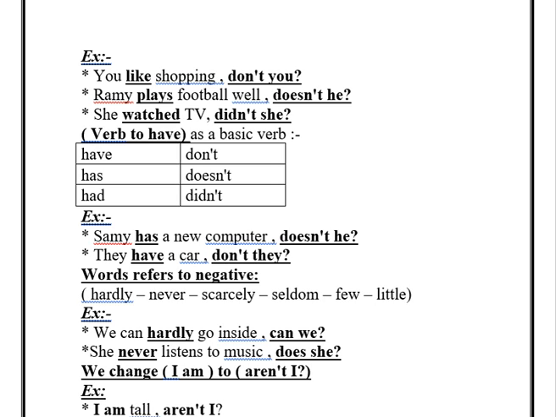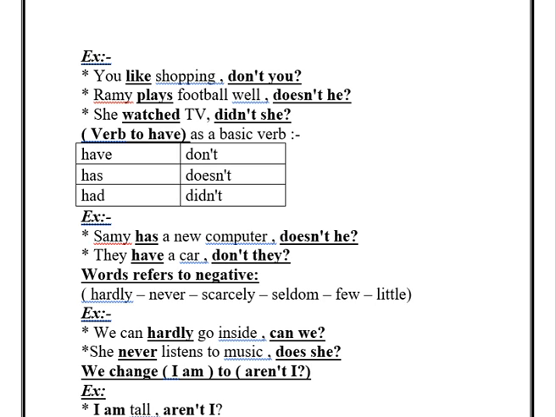So here, if we don't have an auxiliary verb, first you look at the tense of the sentence to know which question tag you will use, or which auxiliary verb you will use. Okay? Now, the verb to have as a basic verb.